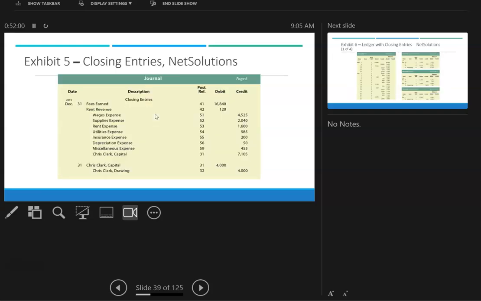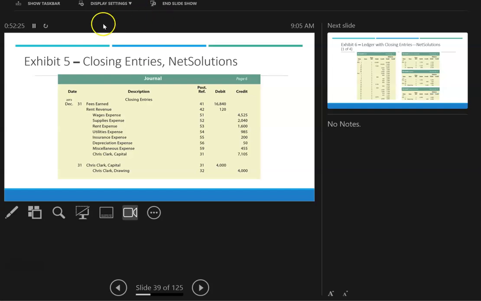Here you see the actual journal entry. We debit our fees earned. We debit our rent revenue. Those are our two income accounts. We credit all of our expenses. And do you see we also credit Clark Capital for the net income?